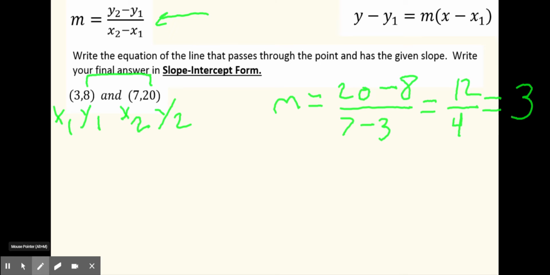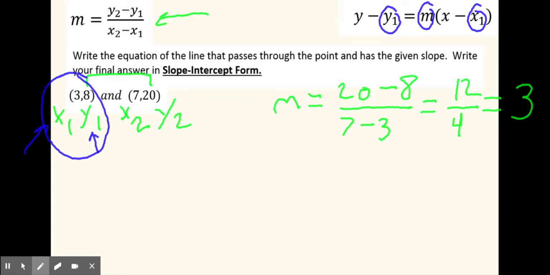All right, so now let's go ahead and plug in all the values we know for y1, m, and x1. So here's our x1 and y1. You're not wrong if you use x2 and y2, but to make it simpler, I would just focus on x1, y1 being point number 1.